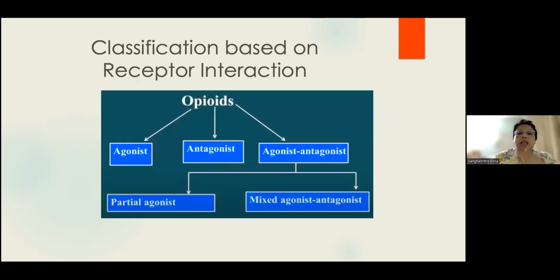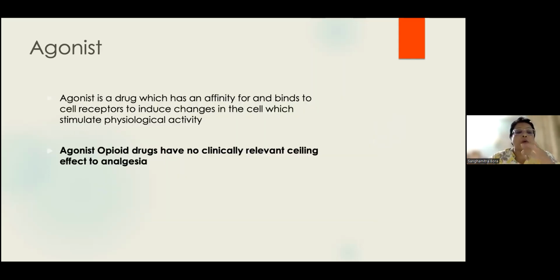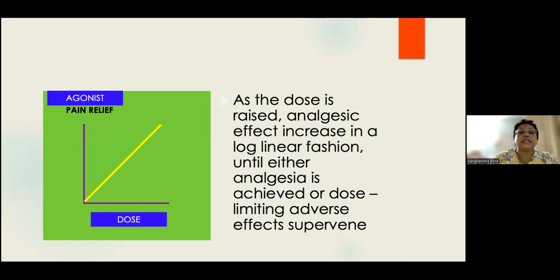So what does it mean? It means that the opioids, which are classified into agonist, antagonist, and agonist-antagonist, have different kinds of receptor interaction. Okay, so what is an agonist? It is a drug which has an affinity for and binds to cell receptors to induce changes in the cell which stimulate the physiological activity. So agonist opioid drugs have no clinically relevant ceiling effect to analgesia. Now, what is this ceiling effect?